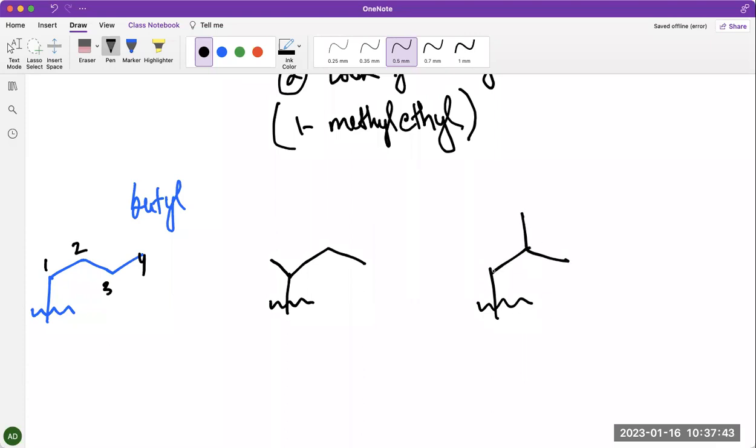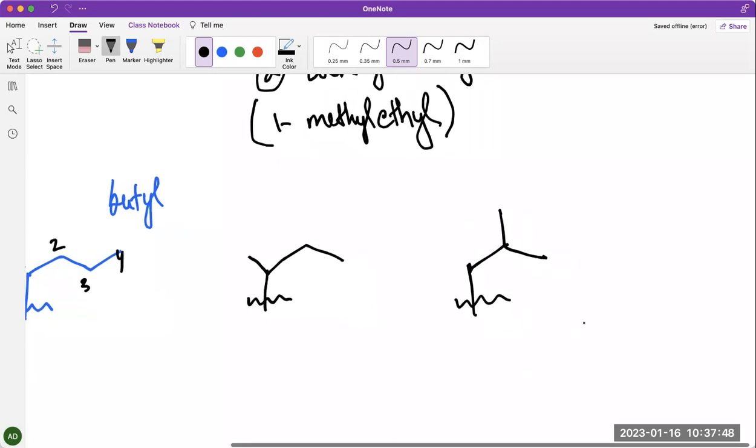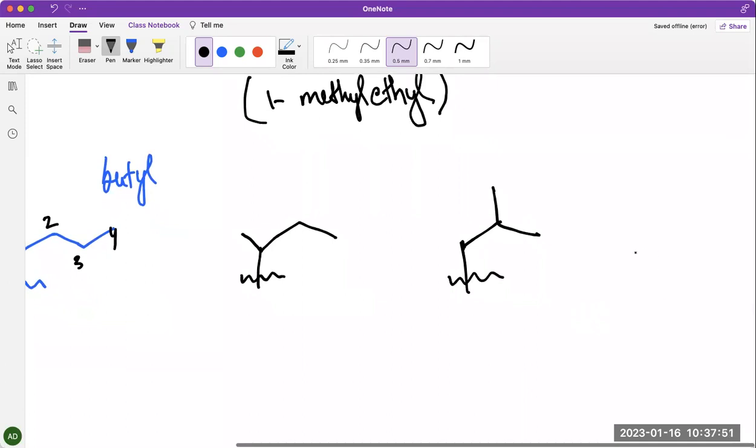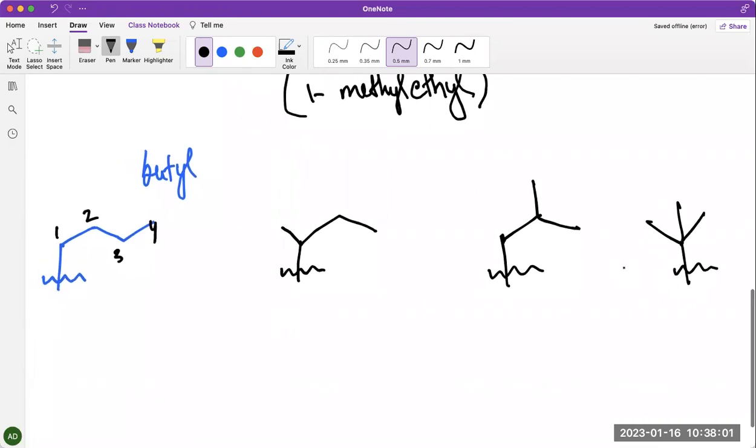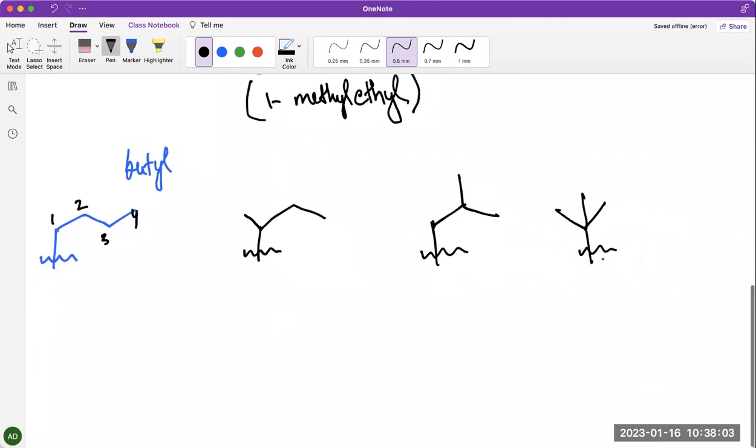Okay, so again, I have 1, 2, 3, 4 carbons, but again, the attachment is different here. Okay, then you have this option. So in all the cases, we have a total of 4 carbons: 1, 2, 3, 4, 1, 2, 3, 4, 1, 2, 3, 4, and 1, 2, 3, 4. But every time the longest chain is different.